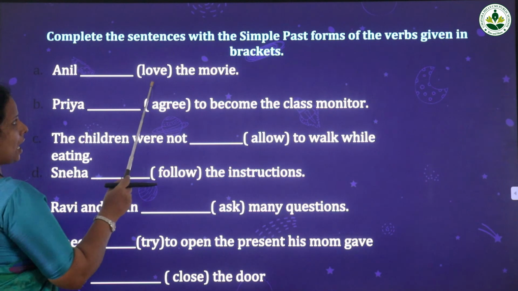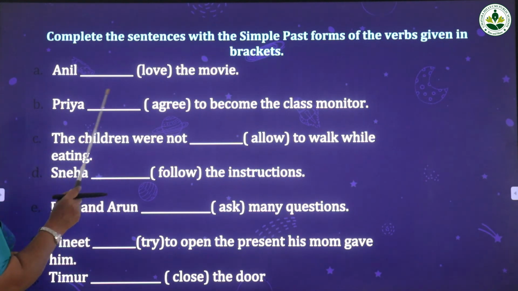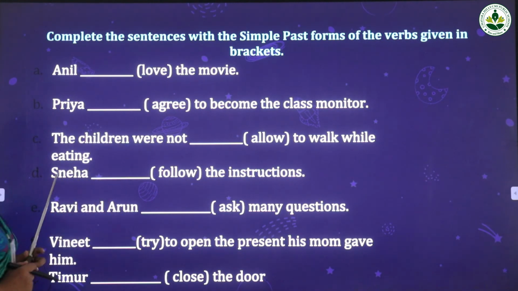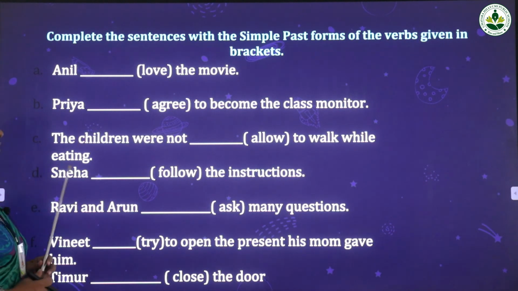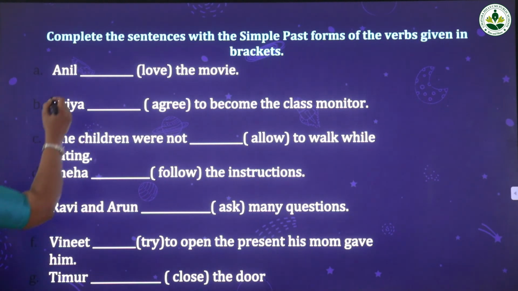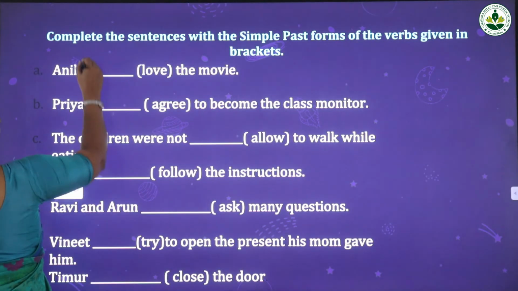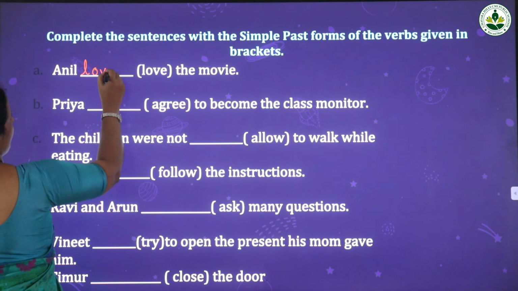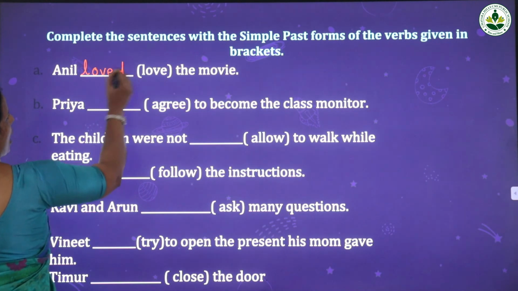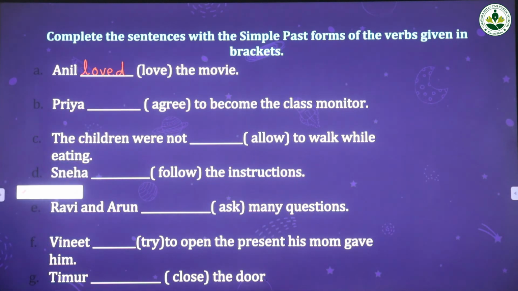The verb is love, and see the verb ends with a vowel. So to form the past form, what do we have to do? Yes, if a verb ends with a vowel, we have to add d at the end. So what's the past form of love? It will be loved. L-O-V-E-D. Loved. Anil loved the movie.